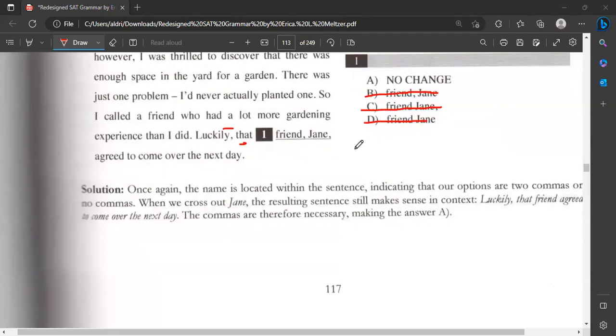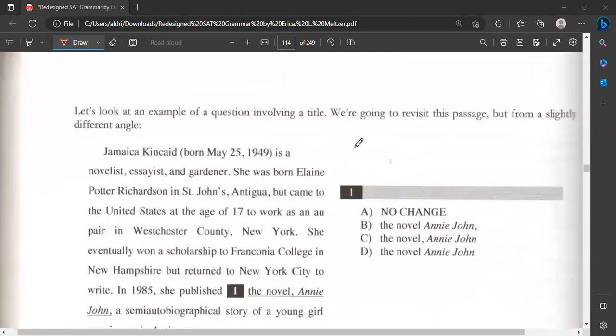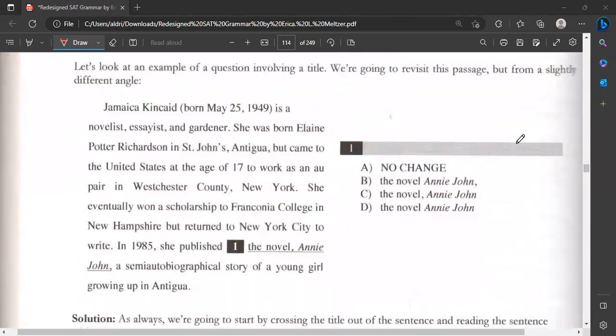All right, awesome. Then we can go on to our last example. So for our last example, just take your time and look at it properly.